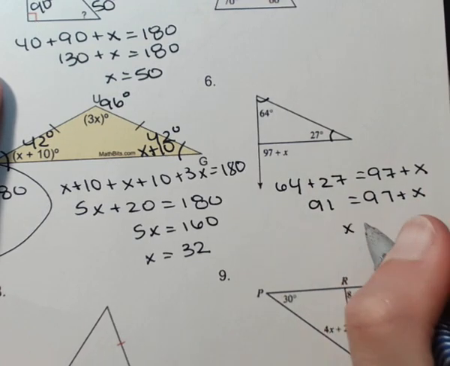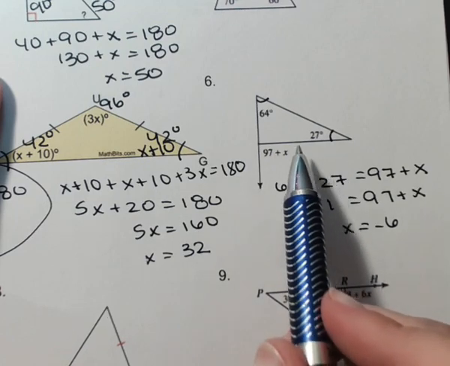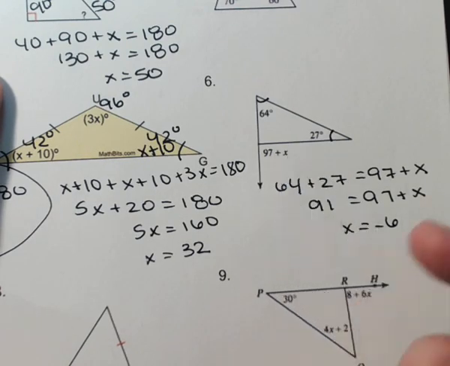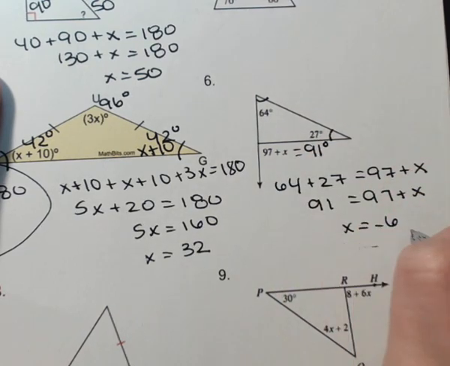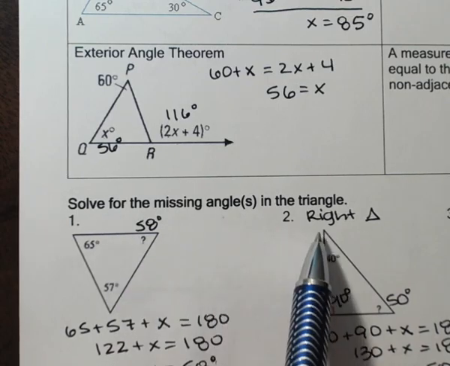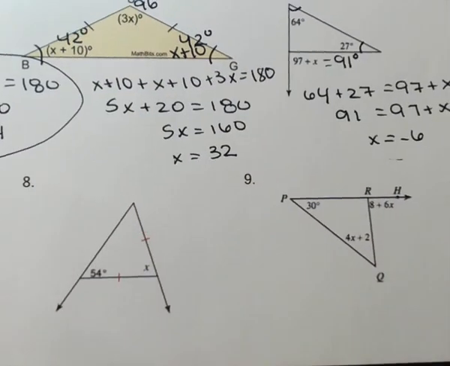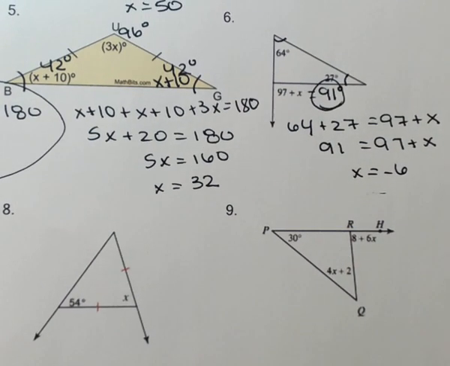And when we subtract that over, we get x equals negative 6. Again, this might work. Let's check it. If I plug it in, do I get a positive angle here? Yes, that's going to be 91 degrees. Do not stop at this step. The directions said solve for missing angles, not just solve for the missing variable. So technically that would be our answer for number 6.